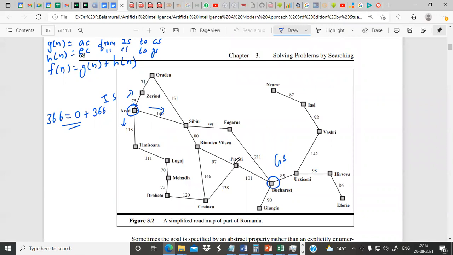So where is Fagaras? Here. From Fagaras, there are only two paths. You can reach either Bucharest or Sibiu. What is the cost of reaching Bucharest? Bucharest can be reached at the cost of 211 and Sibiu can be reached at the cost of 99.